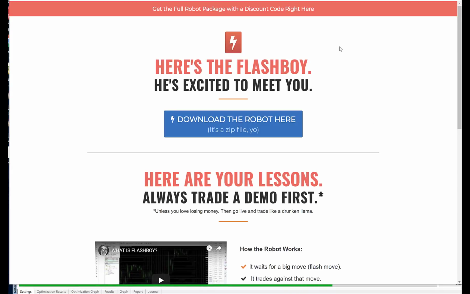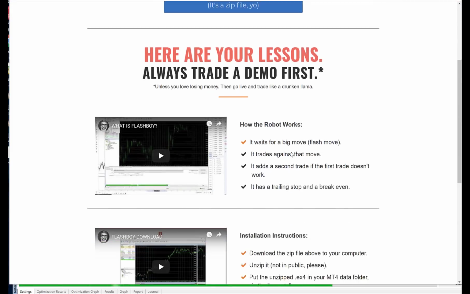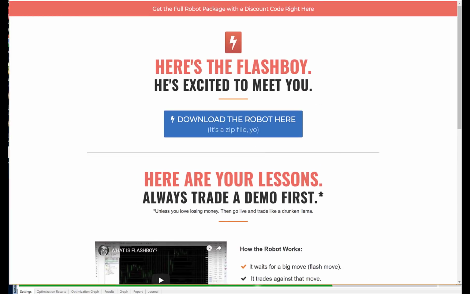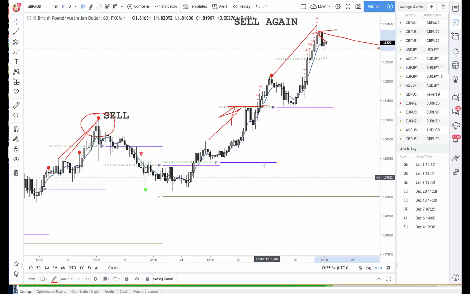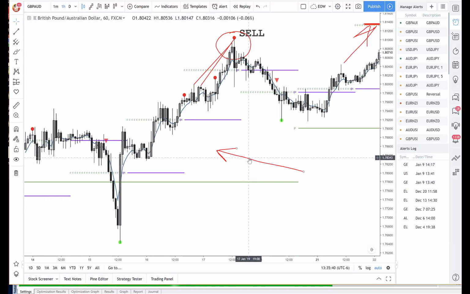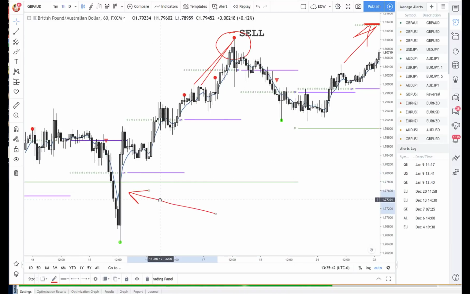And the download page looks like this. There's a download folder and you download the robot. And then there are some lessons on getting set up. And right now, what I'd love to do is describe to you how the robot works and what it's all about.